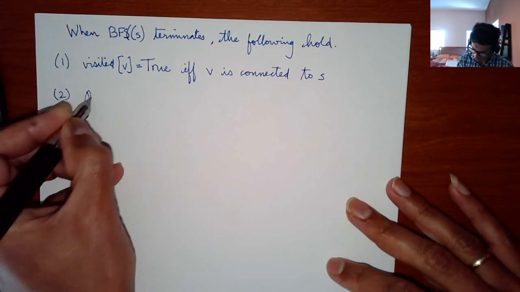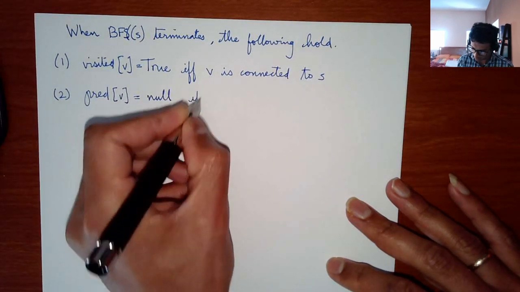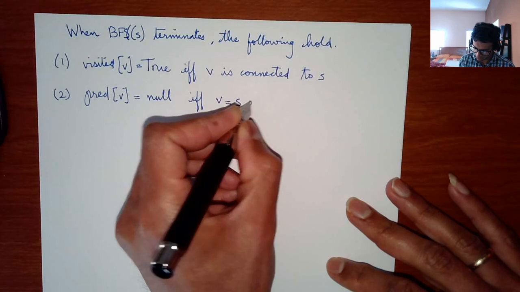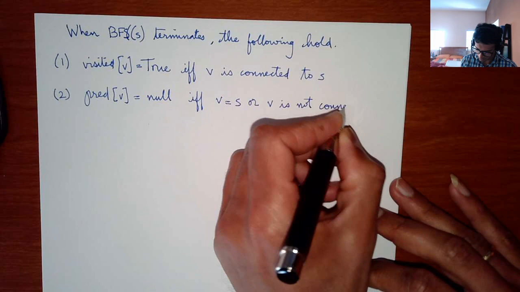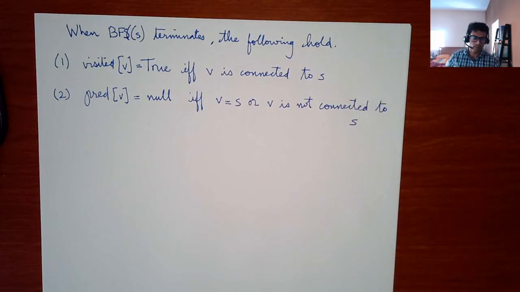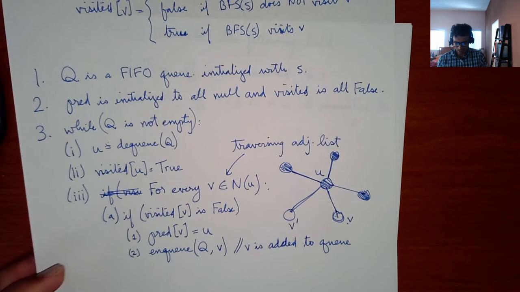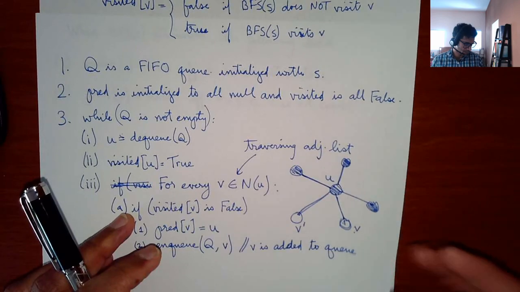The predecessor of V is null if and only if V is equal to S or V is not connected to S. So you'll see that if a vertex is never seen whatsoever, then its predecessor is going to be null. But also, and this is important, the predecessor of S is null because S doesn't have a parent. And this is going to be useful when you want to use the tree to find a shortest path.